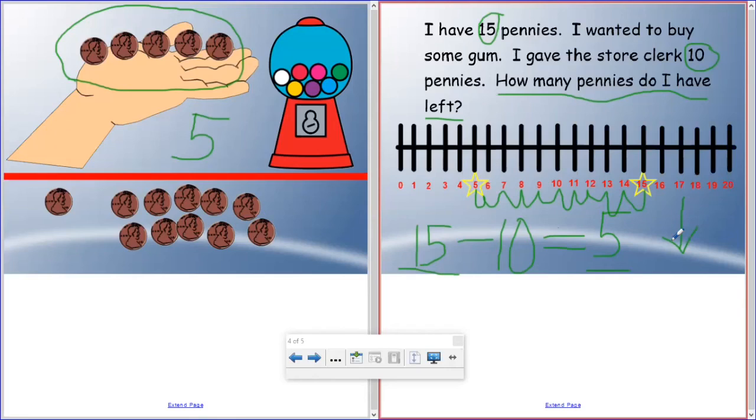You did a great job answering this problem. Make sure to go back and check to see if you answered the question. How many pennies do I have left? Did we answer the question? We sure did. We have 5 left. Nice work.